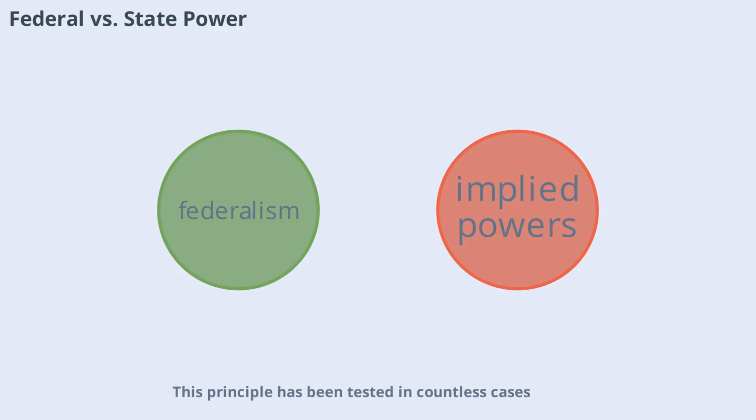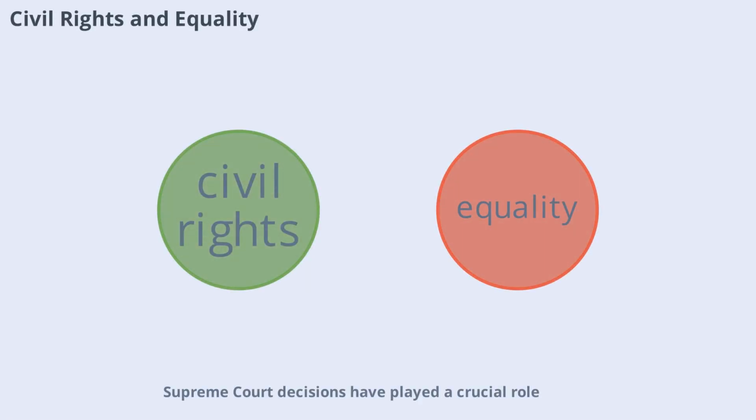This principle has been tested in countless cases, shaping the balance of power in America's federal system. The court's rulings ensure that the nation remains united, even as states retain significant authority. Supreme Court decisions have played a crucial role in the ongoing struggle for civil rights and equality.